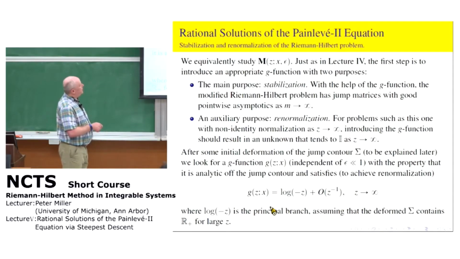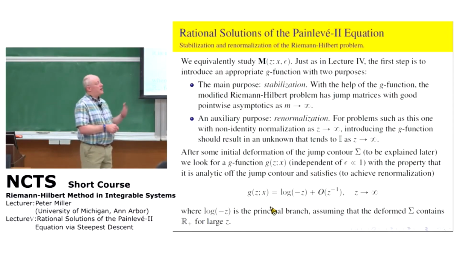Anyway, after some initial deformations of the jump contour sigma that I'll explain later, we're going to look for a g function, g of z with parameter x, and the point here is it's independent of the small parameter epsilon. The same thing was true yesterday in lecture 4. Our g function built from the equilibrium measure had nothing to do with the capital N that was in the game, and that's one of the important features of it.